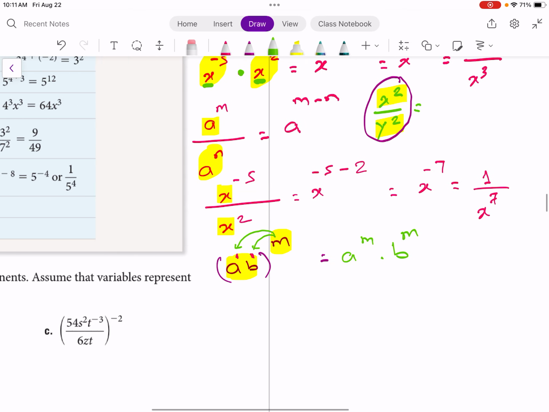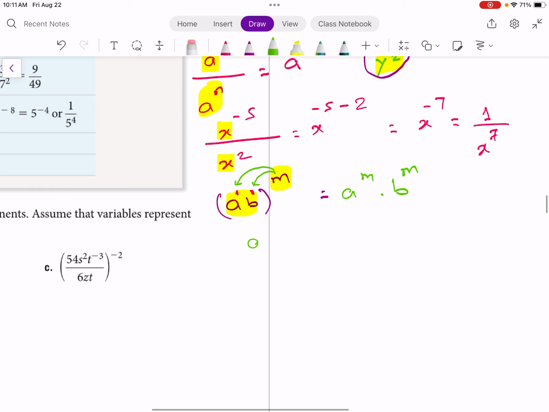In a similar way, if we have a over b with exponent m, then we can distribute this exponent m to the numerator as well as the denominator. So this is a to the power m divided by b to the power m.